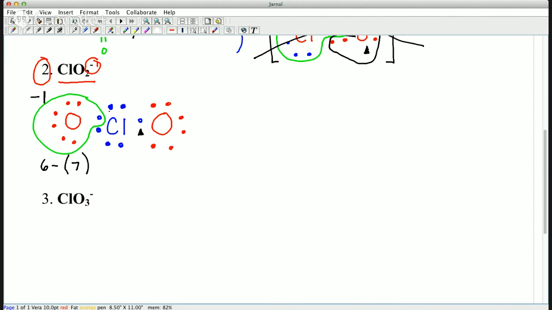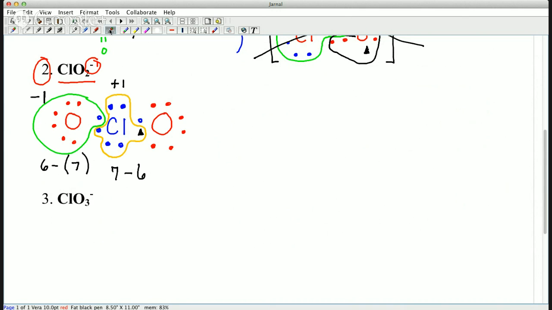Chlorine is using half of its bonding. The rest are lone pairs. Okay, and if I look at this, I've got 7, which is the valence electrons of chlorine, all of its lone pairs, 1, 2, 3, 4, and half of its bonding. So 1, 2, 3, 4, 5, 6, 7 minus 6. Okay, and you can see that 7 minus 6 is plus 1.